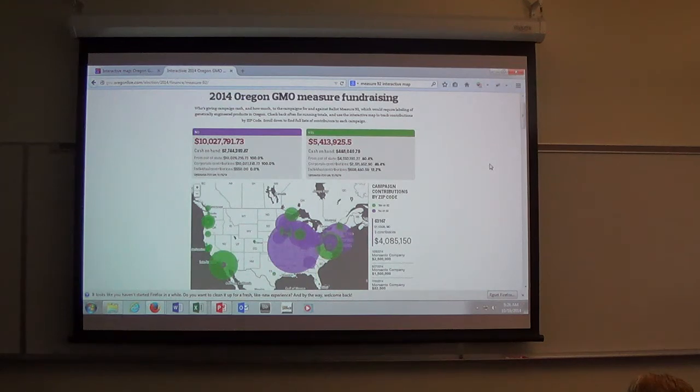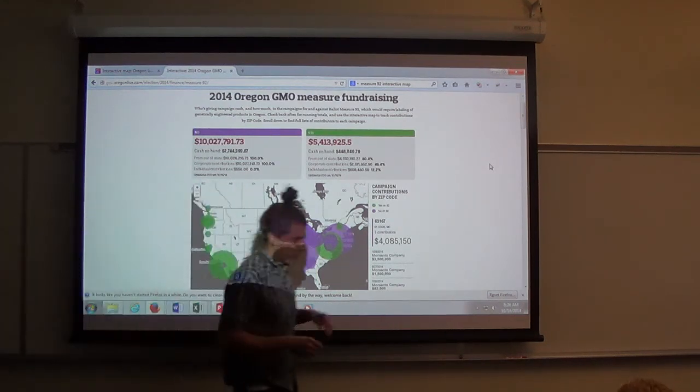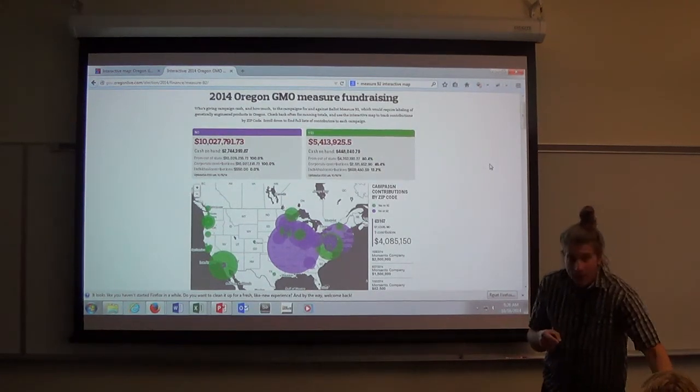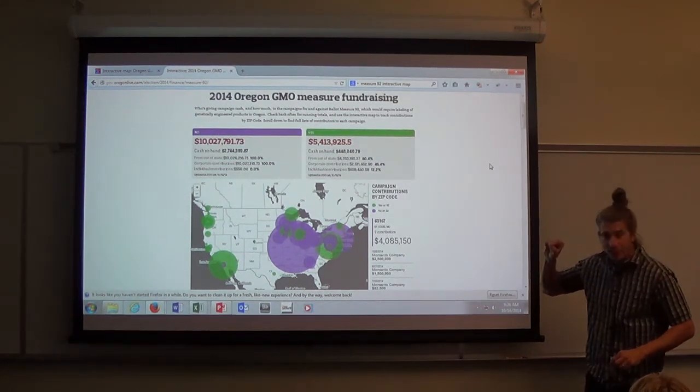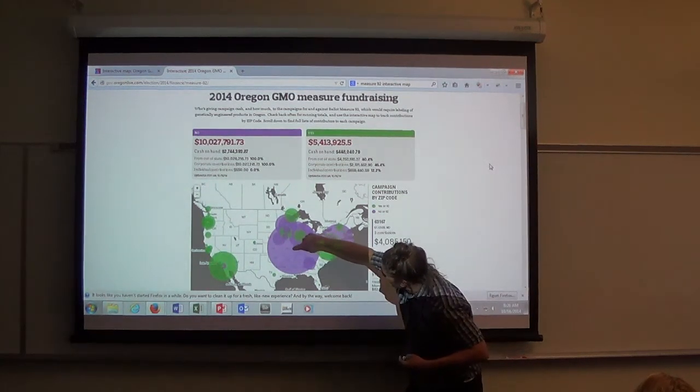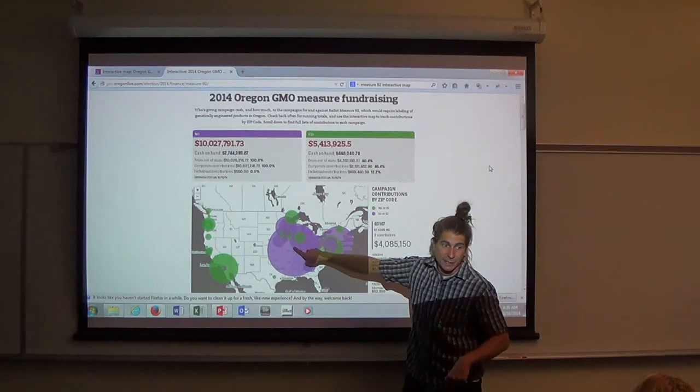Does it have to do with the circles going into the original? That I think is okay because the circle is centered on the zip code that they're talking about. So when I clicked on this purple one, Elizabeth, that means that's the zip code and that's where Monsanto's headquarters is.